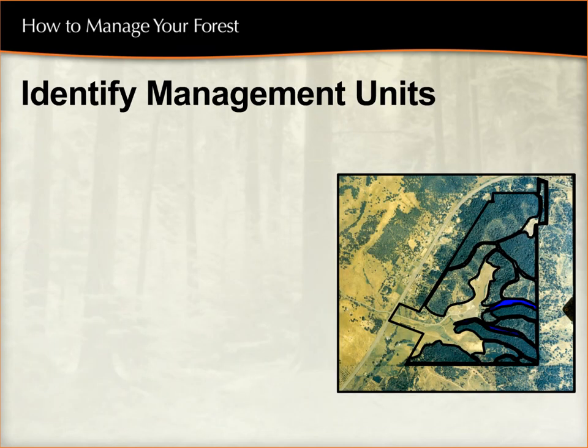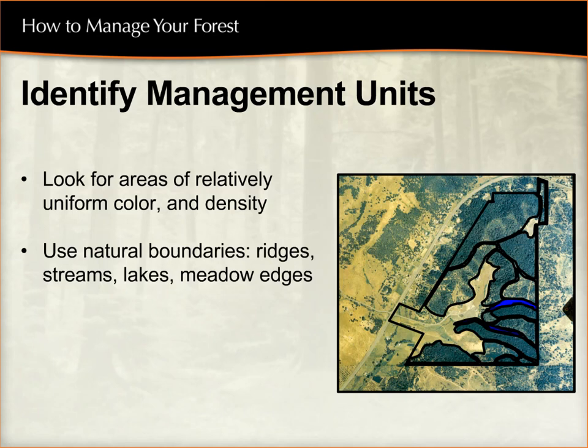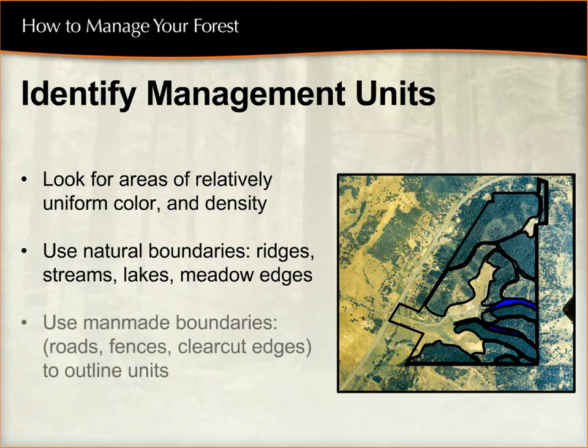Once you have your base map in place, you can identify distinct management units which will help guide the inventory process. You'll start by looking for areas of similar vegetation type. Do this by looking for areas with similar color and density. Next, you'll want to use natural boundaries like ridges, streams, or meadow edges to help delineate the stands. You'll also want to include man-made boundaries, things like roads, fences, and clear-cut edges, because these are going to affect how you manage the units.